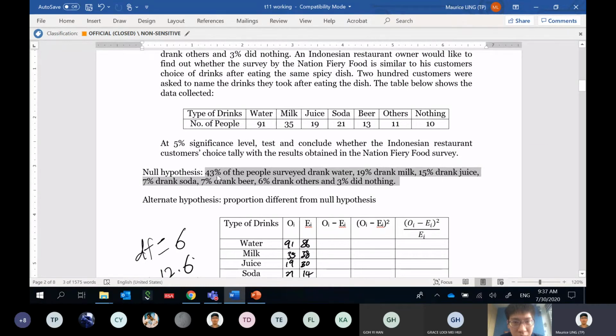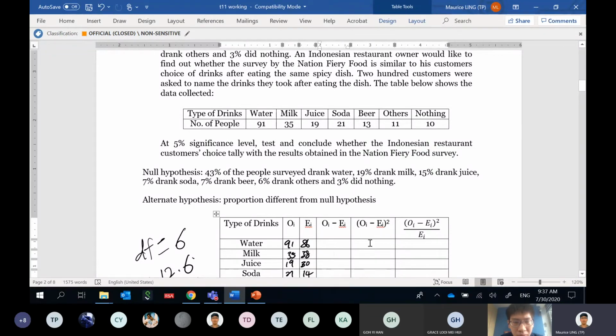These are based on 100, so you multiply each one by 2. So 2 times 43 gives you 86, and 2 times 19 gives you 38. 2 times 15 gives you 30, and so on. 19 is a percentage, so you are talking about 19% of 200 people. How many people is that?